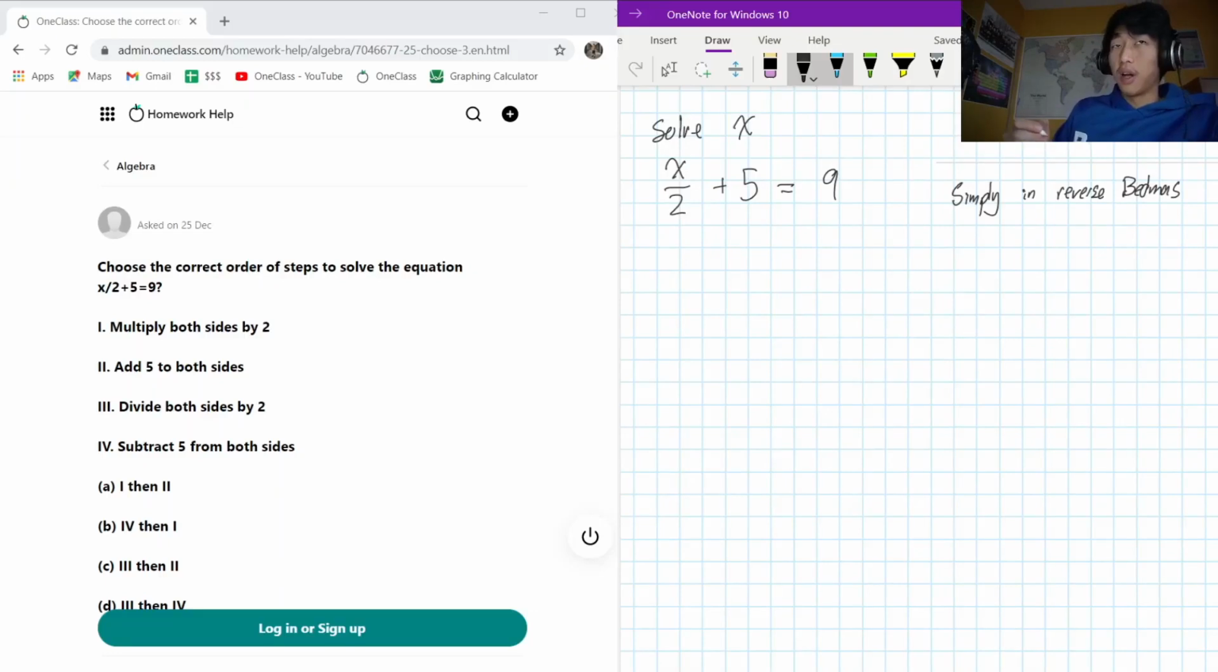Okay, so by reverse BEDMAS, I mean you want to do subtractions and adds. This should be your first priority. Your second priority is multiplication and division. Third should be exponentials. And fourth should be brackets.